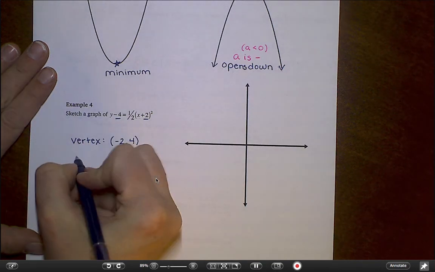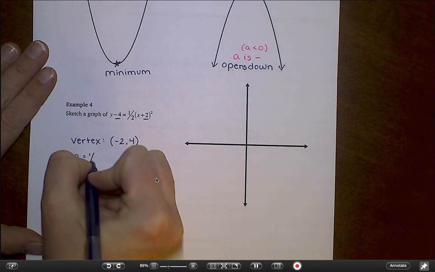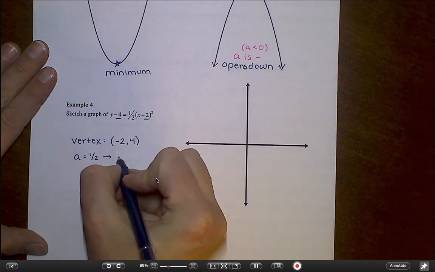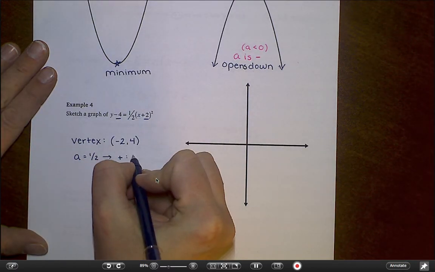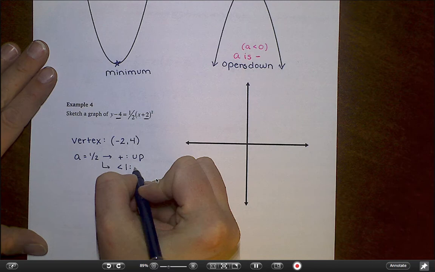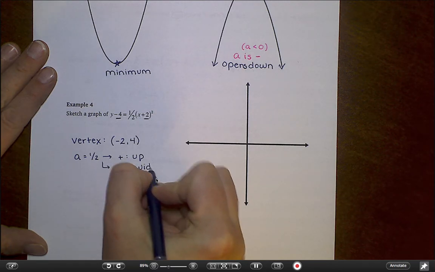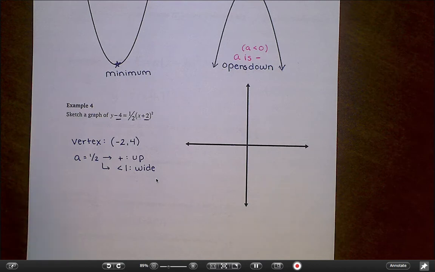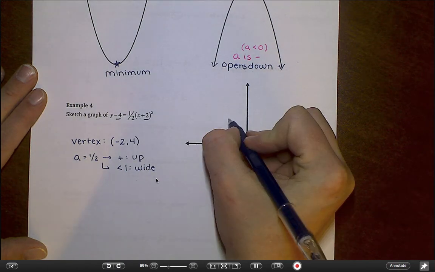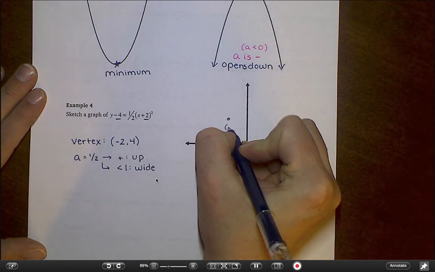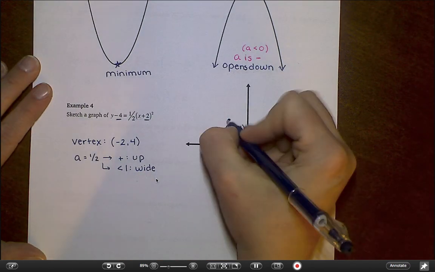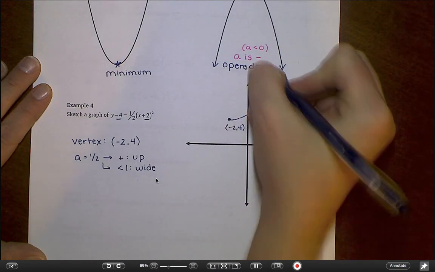My a value is equal to 1/2, and I can pull 2 pieces of information from that. My a value being 1/2, because it's positive, that means it opens up. And because it's less than 1, I know it's going to be wider than average. So here's how I'm going to sketch this. I'm going to go to approximately -2, 4. We'll just say that's here-ish. And I'm going to draw a parabola that's wider than average and pointing upwards. So I might go something like this.